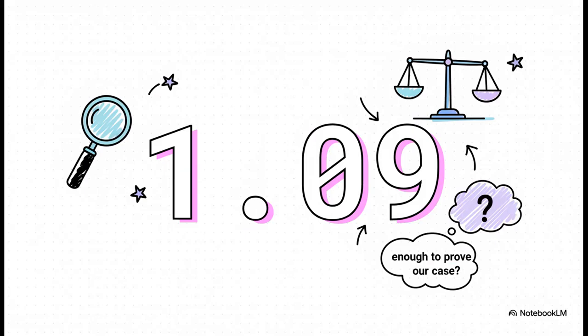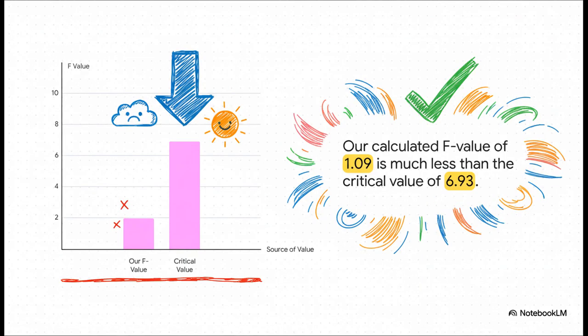And the lab results are in. After running all the numbers from our case file, our key piece of evidence emerges. The F-statistic for this case is 1.09. But what does that even mean? Is a 1.09 big enough to prove anything? To figure that out, we have to compare it to something. We compare our F value to a benchmark called the critical value. You can just think of this as the line in the sand. It's the hurdle our evidence has to clear to be considered significant. And in this case, that line is way up at 6.93. Our F value of 1.09, well, it doesn't even come close, does it?